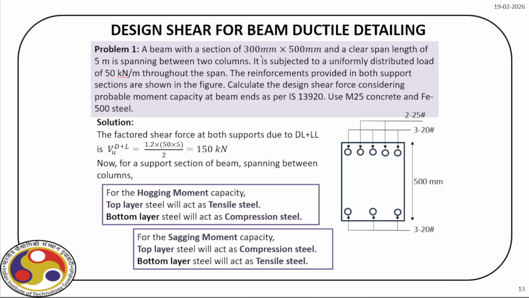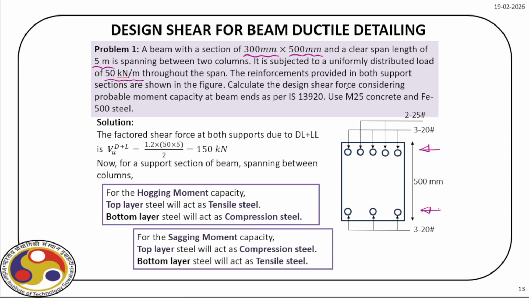A beam with a section of 300 millimeter by 500 millimeter and a clear span of 5 meter, spanning between two columns, is subjected to a uniformly distributed load of 50 kilonewton per meter throughout the span. The reinforcement provided in both support sections is shown in the figure. As you can see, the complete detail of reinforcement is given here.